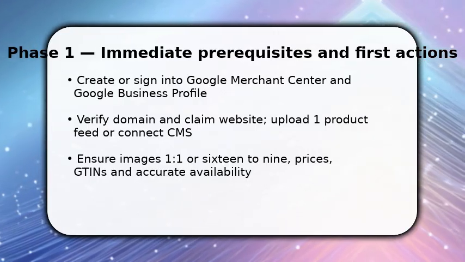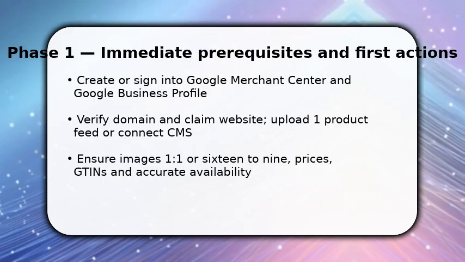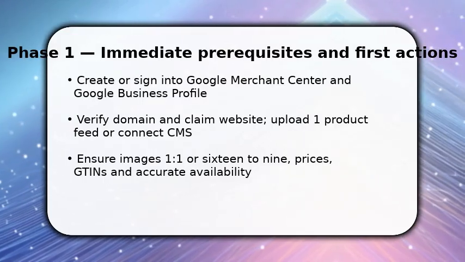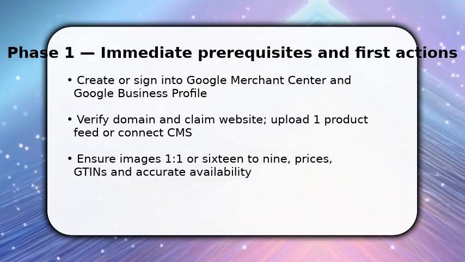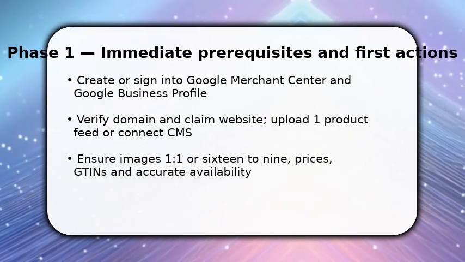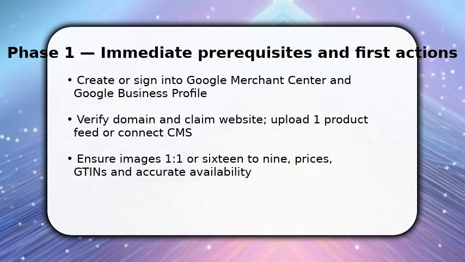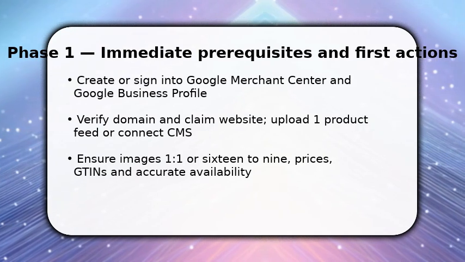Once done, check each SKU for price, availability, and GTIN, and make sure images meet Google's aspect ratio and size expectations. Do this first to avoid later rejections and to enable merchant listings quickly.